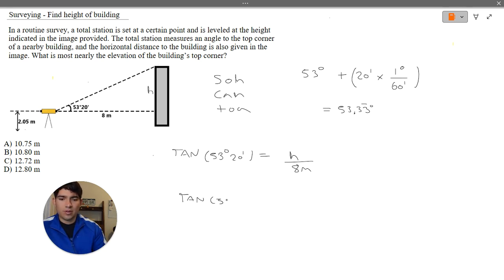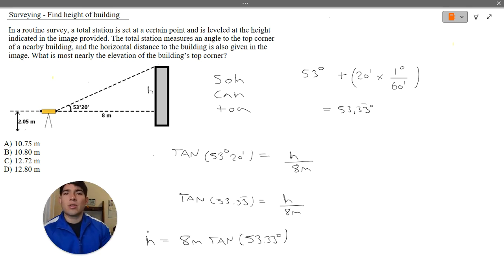So now that we've converted our angle correctly, what we do is we plug that in. Tangent of 53.33 is equal to h over 8 m. So now just make sure that you rearrange the equation to solve for h. So in this case, it'd be h equals 8 meters times the tangent of our angle. And if you do the math, that is going to come out to 10.75 meters.